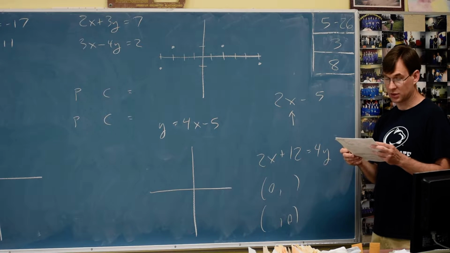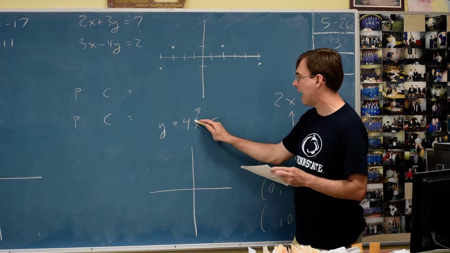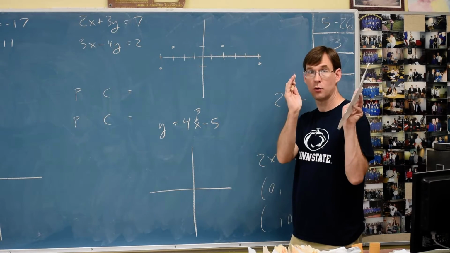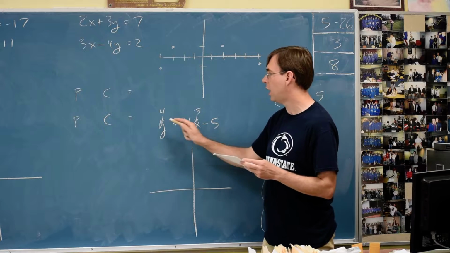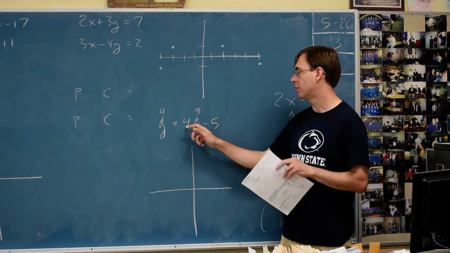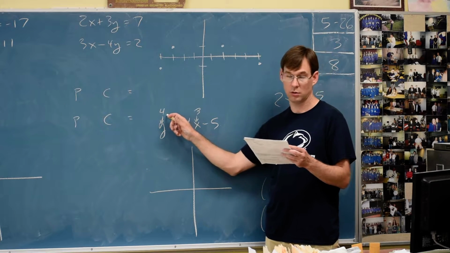30, to see if something's a solution, you always plug it in. The 3 goes in for x, because the x is always first in the ordered pairs. The 4 goes in for y, and then you just check it out. 4 times 3 is 12, minus 5, that is not 4, so no.